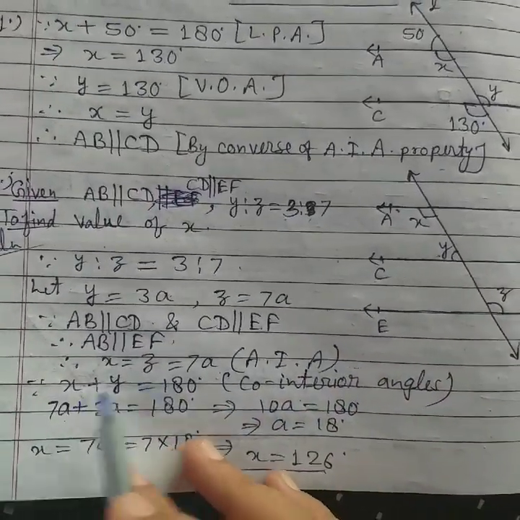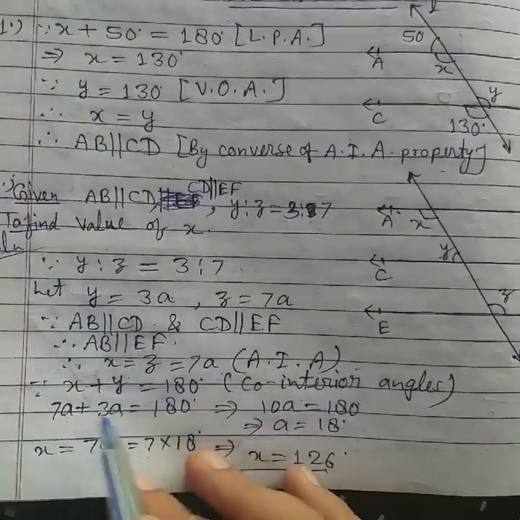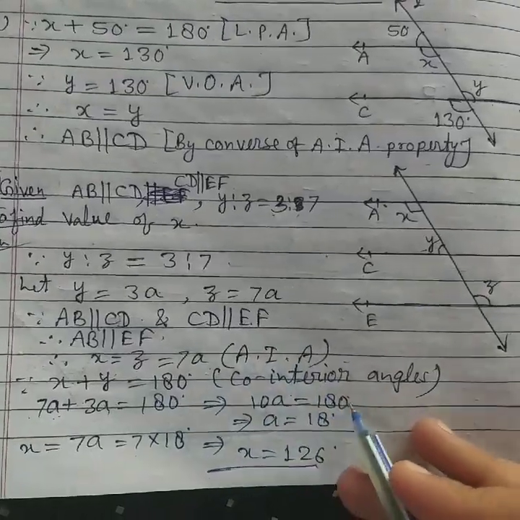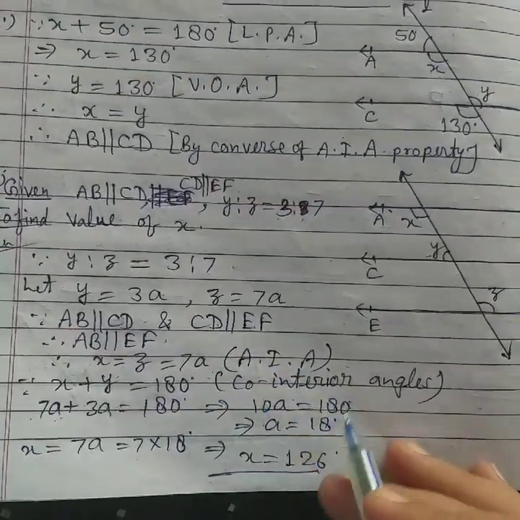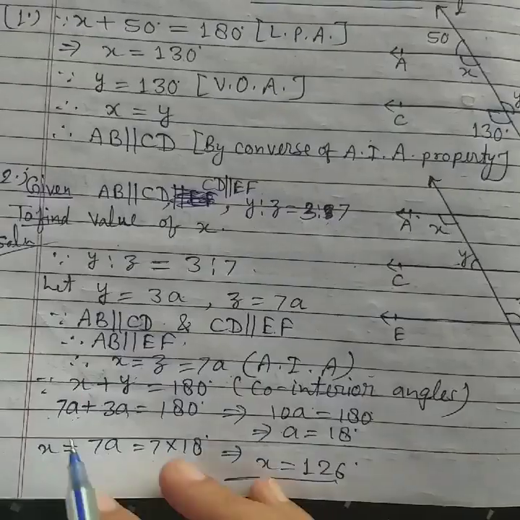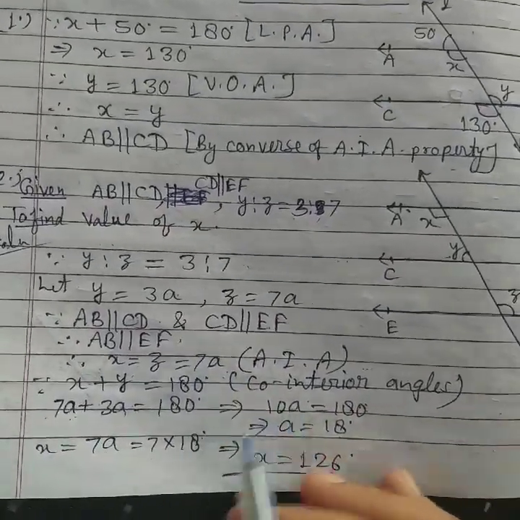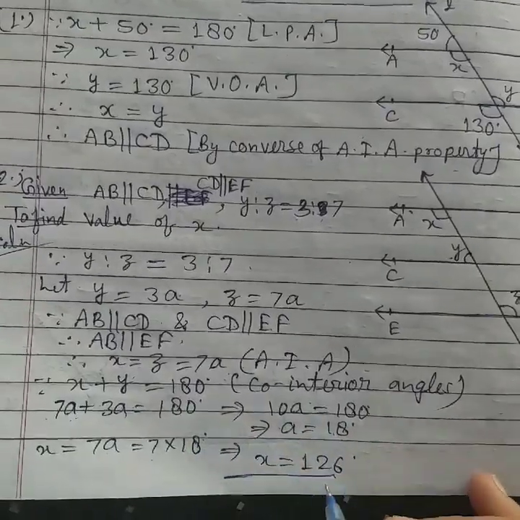Now putting the values, x equals to 7a and y equals to 3a. 7a plus 3a equals to 180, that means 10a. So 10a equals to 180 means a will be 180 upon 10, that is 18 degree. We have to find x, so x equals to 7a. Now put the value of a, that is 18, so 18 times 7 is 126 degree.